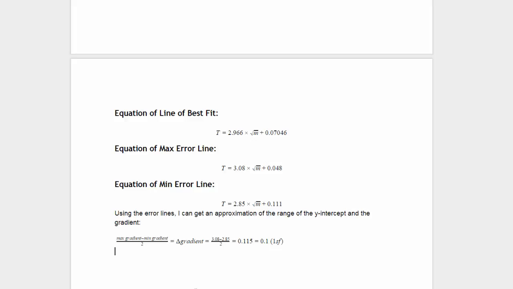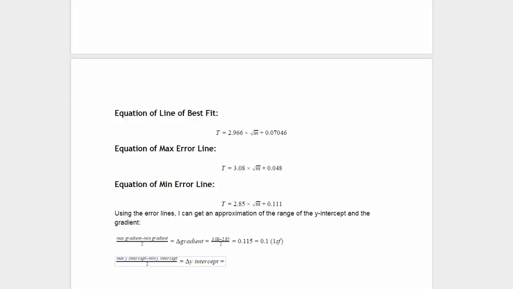The same thing is true for the y-intercept. So we take the max y-intercept, whoops, new equation, fraction, max y-intercept minus min y-intercept over 2 equals the uncertainty in the y-intercept. This is kind of a long, drawn-out, tedious process, but it needs to be done to get a sense of how accurate our equation was.